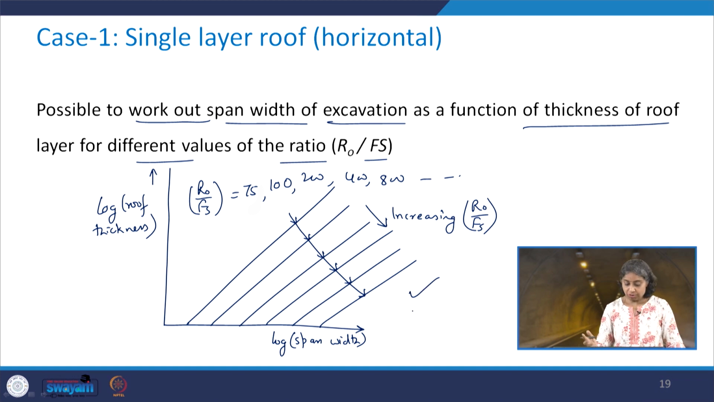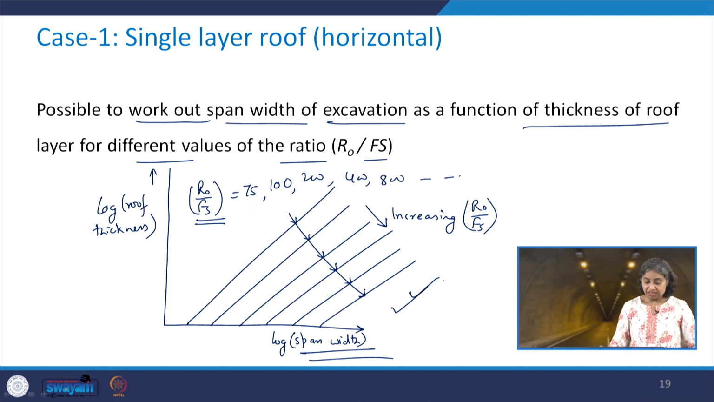In case you know the roof thickness and the corresponding value of R naught by Fs, you can use this chart to find out the span width. So, this is how the analysis of the single layer roof is carried out. Here we discussed a very simple situation where you had only one layer in the roof participating in the deflection. But then you can have more layers, as I mentioned, in general n number of layers.